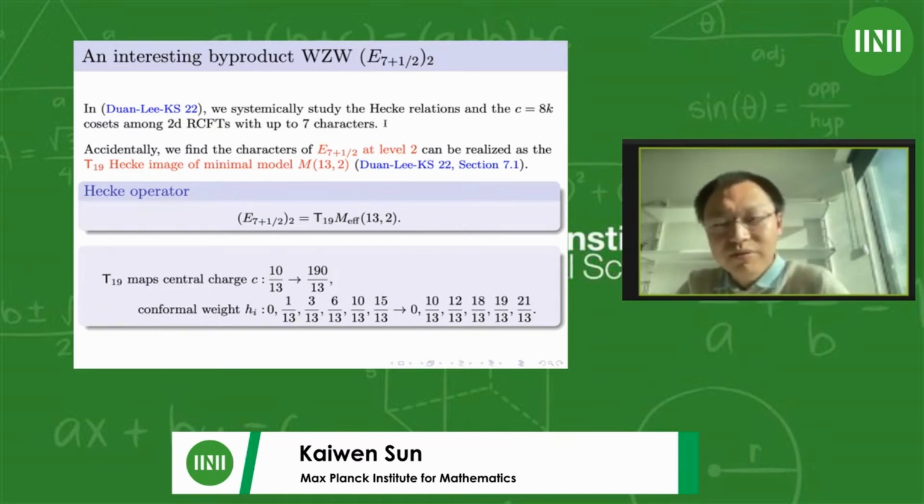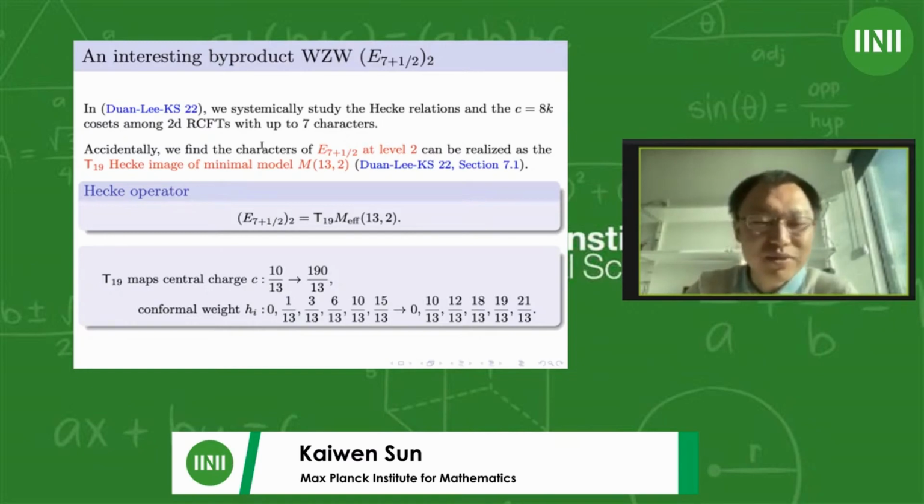And among these we found many interesting examples, but the most interesting one is that if we apply this T19 on the minimal model M(13,2), then surprisingly, the resulting vector-valued modular form seems to describe E7.5 at level 2. First of all, this T19 maps the central charge of the minimal model M(13,2), which is 10/13, and you multiply by 19, you get this number, which turns out to be required by the E7.5 level 2 central charge. These are the conformal weights given by the Hecke operator.